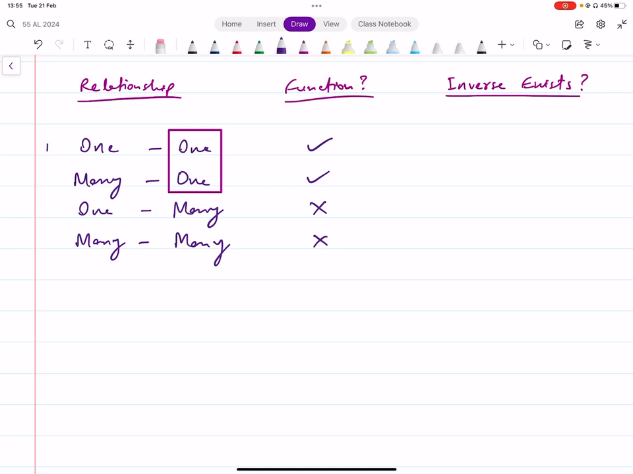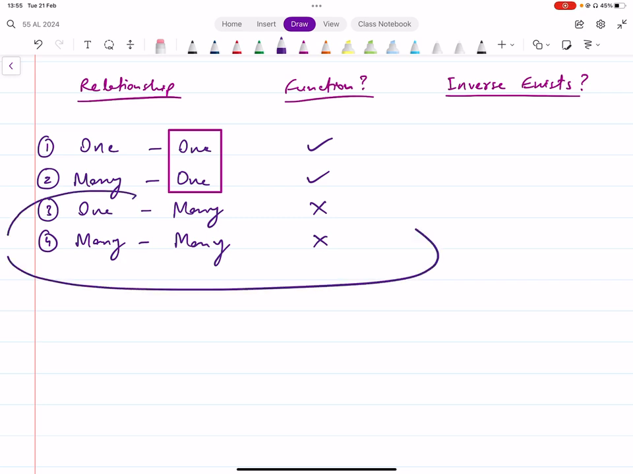Now, since only the first two types are functions, and we are doing a topic that's named functions, we are not going to be dealing with the third and fourth types here. ठीक है? ये हम नहीं देख रहे होंगे यहाँ पे. We will only restrict ourselves to the first two types of relationships, one to one and many to one. Is that okay?